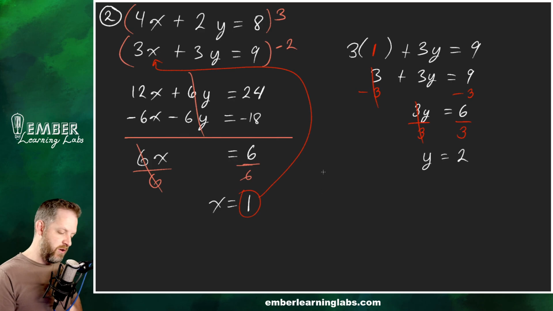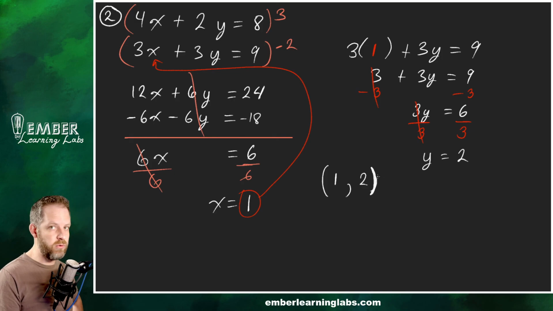Last thing that we're going to do in this lesson, this unit, is to write our answer as an ordered pair. 1, 2, because ordered pairs go x, y. They don't go bump in the night.